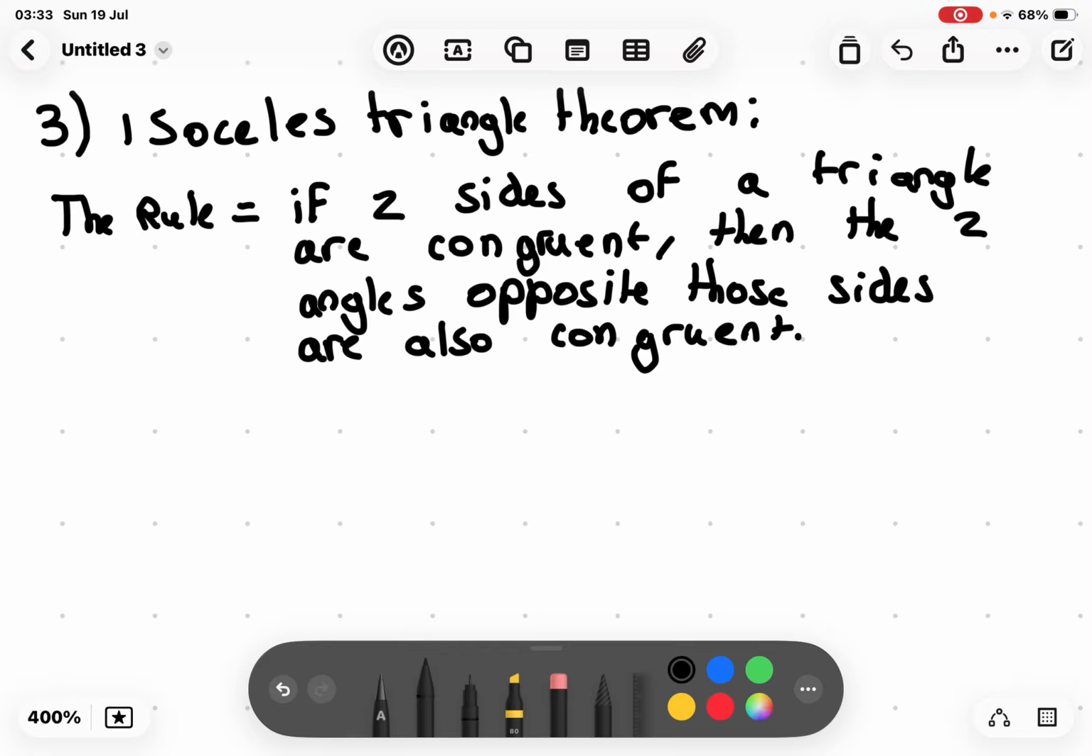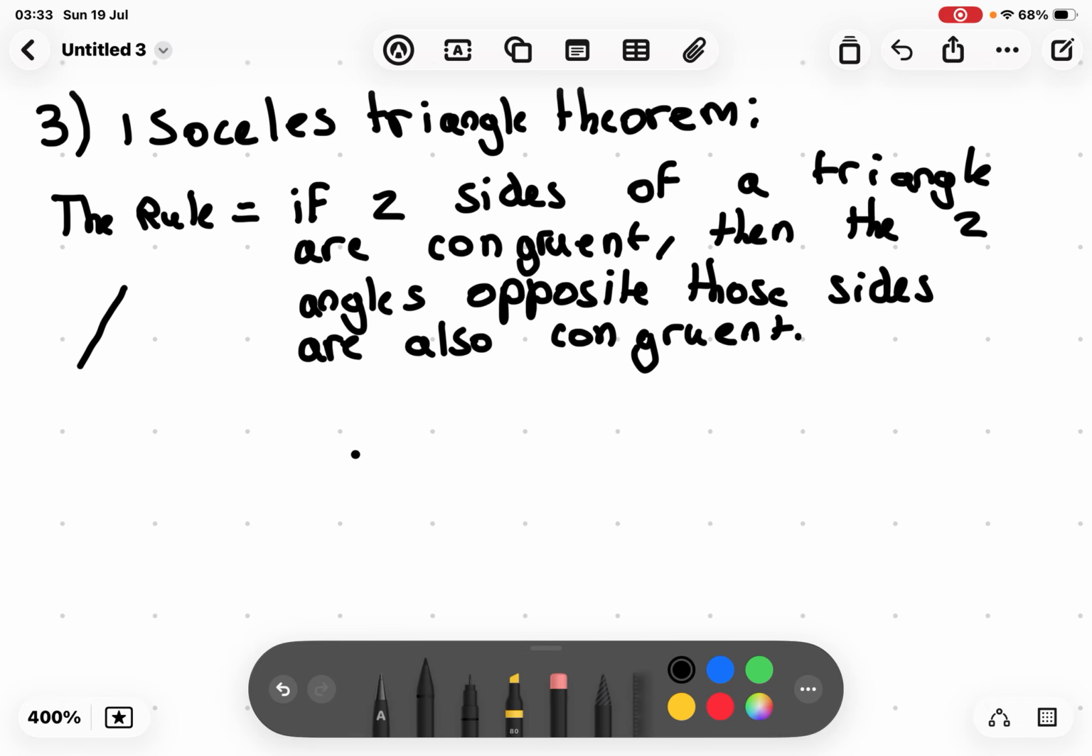So, isosceles triangle theorem. So the rule is if two sides of a triangle are congruent, then the angles opposite those sides are also congruent. So the same, basically. Congruent is the same.